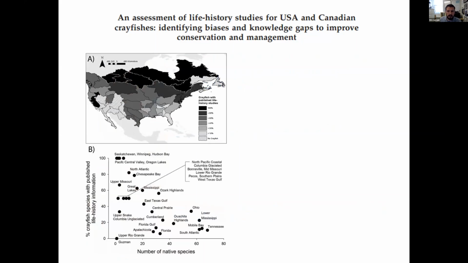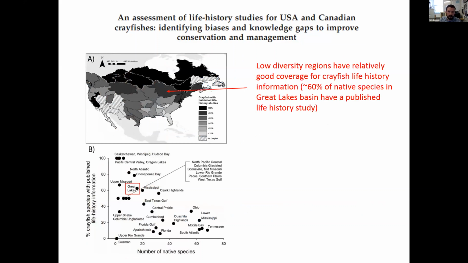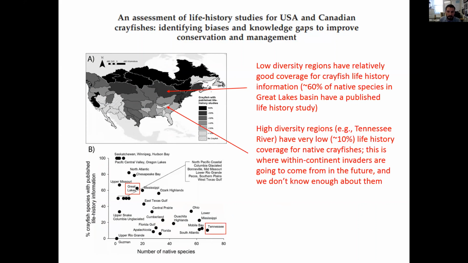We also looked at the geographic distribution of life history knowledge. And maybe unsurprisingly, lower diversity regions with fewer native crayfish species have better coverage of their life history information. So about 60% of native species in the Great Lakes Basin have a published life history study. Not complete coverage, but our crayfish in northern latitudes or on the more species-poor west coast tend to be well covered. As we move to these really highly diverse, high species richness regions, our life history coverage drops off a lot. So if you're in the Tennessee River watershed, you've got about 10% coverage of the 65 to 70 native crayfish species that occur there.